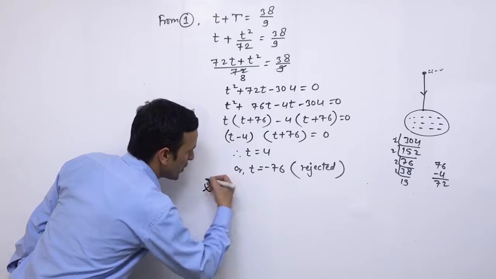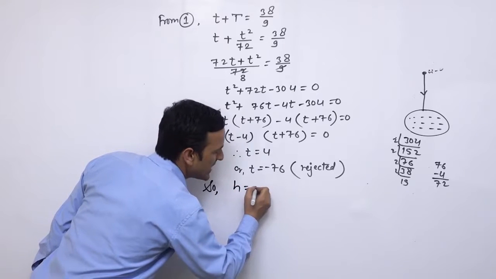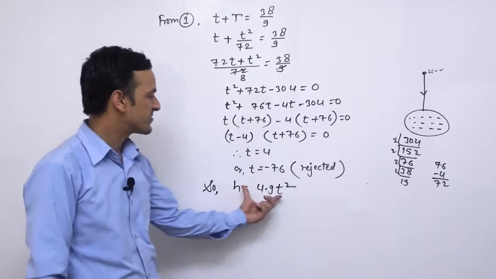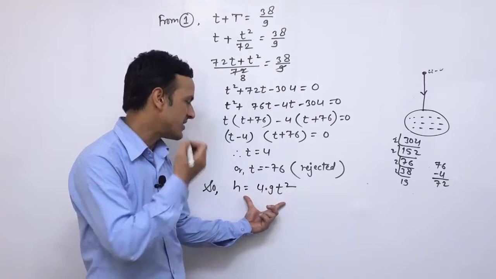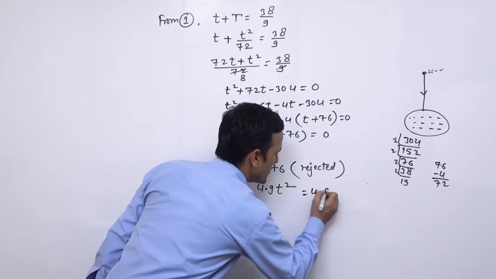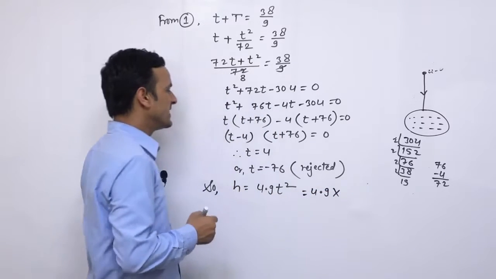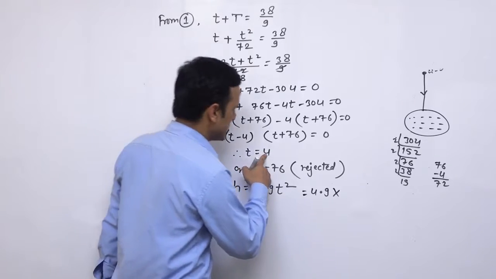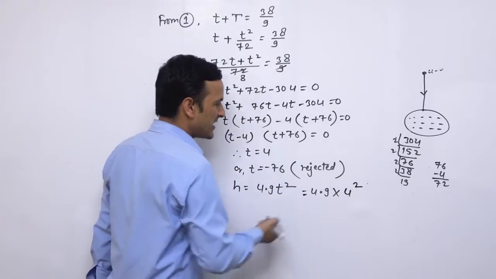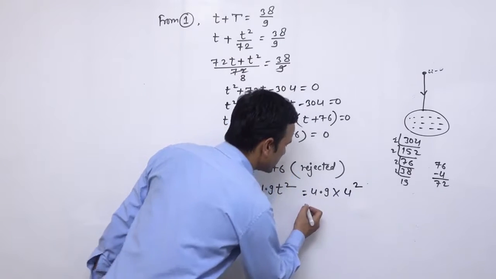So h is equal to 4.9 t square. We have this result, which we already found earlier, 4.9 t square. In this equation, if you substitute the value of t, the appropriate time taken is 4, that's why it is 4 square. And if you solve it, then we'll get some results.